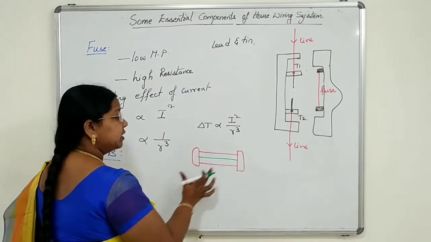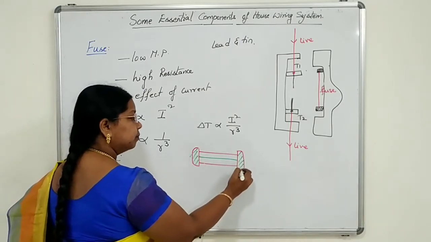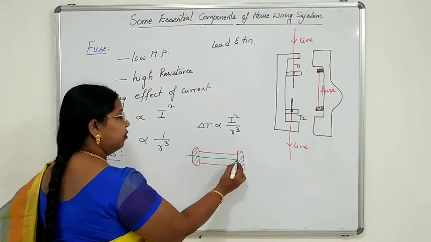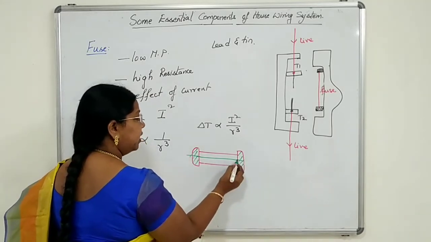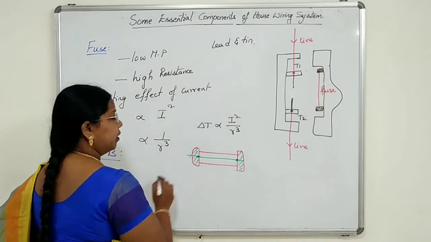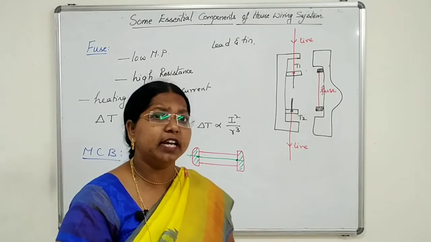So this is called a cartridge fuse. These are the metal caps, so that the current will be flowing through this. Okay? These metal caps are connected to the fuse wire. Fuse wire will be very thin because it should melt and break immediately.